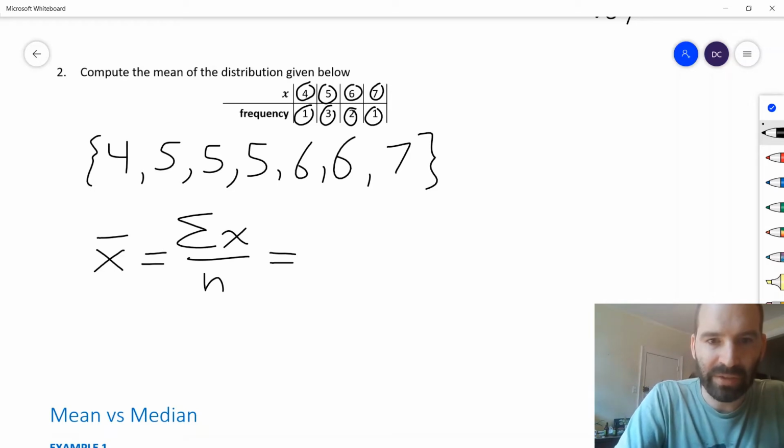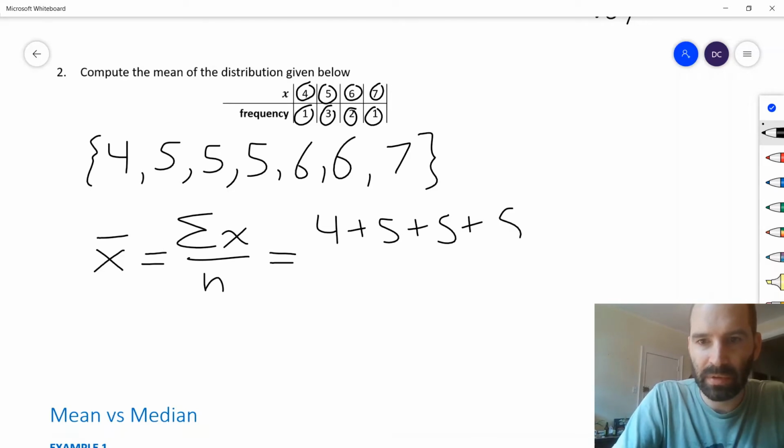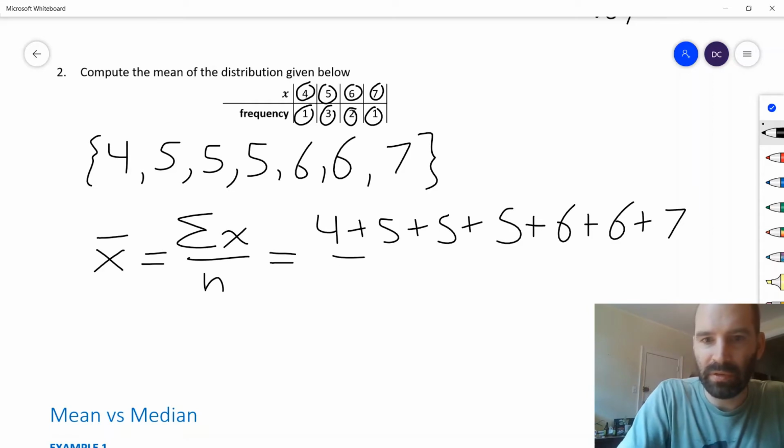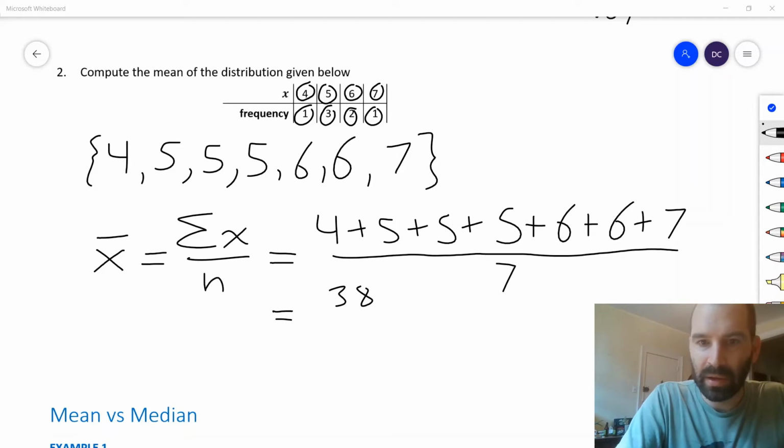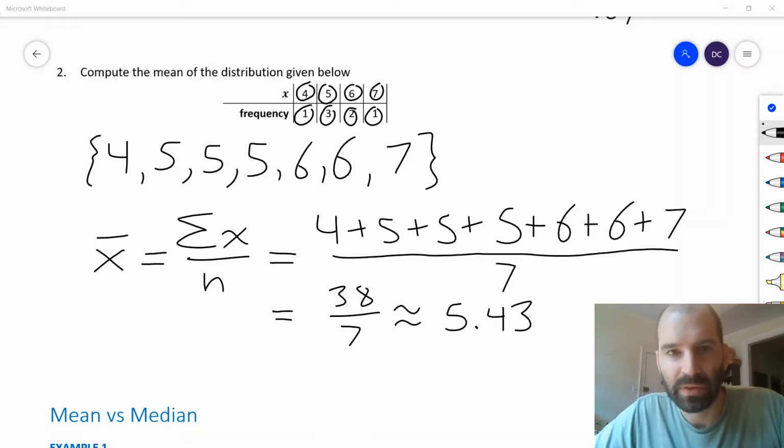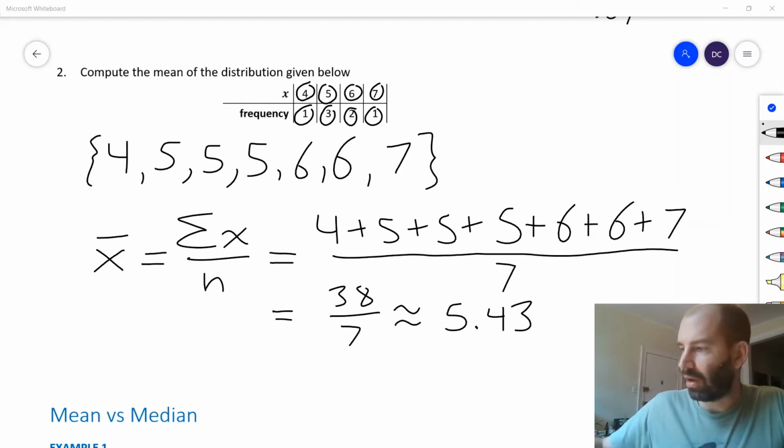So the sum of the x values, I just add all these up. Divide by the number that there are. There's 7 this time. And the numerator comes to 38. The denominator is 7. If I do that division, I get approximately 5.43. So that's the mean of this data set.